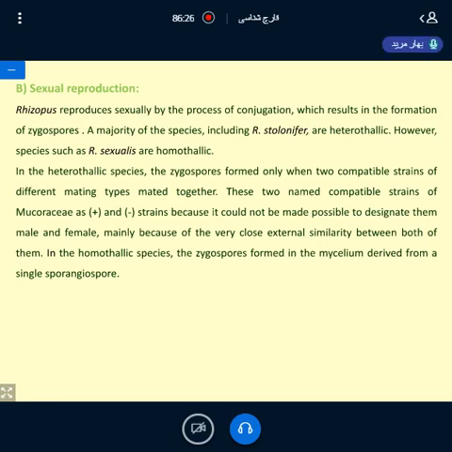Sexual reproduction. Rhizopus reproduces sexually by the process of conjugation.